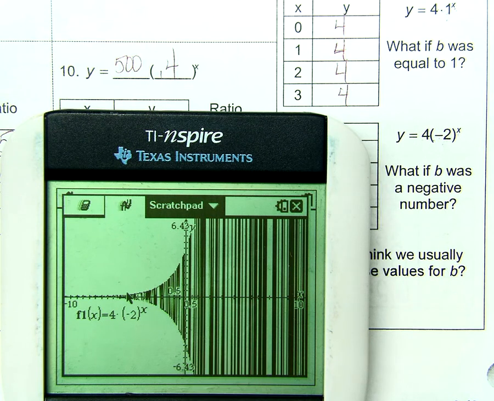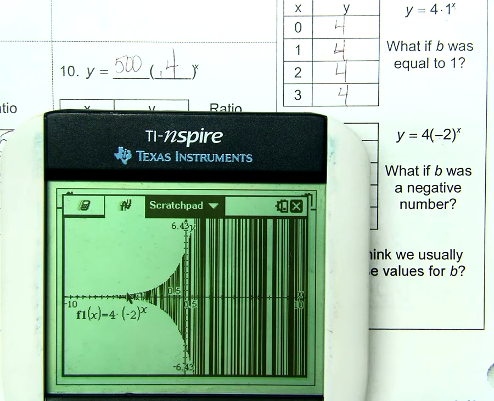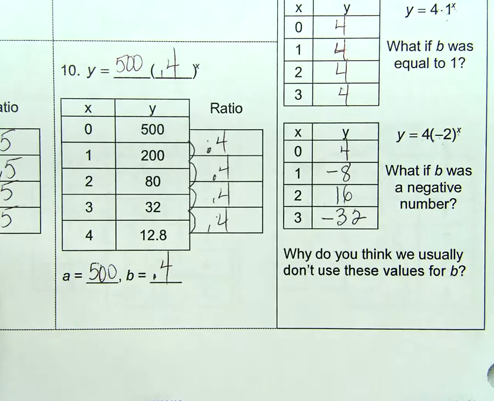Nope. The calculator is panicking a little bit. The calculator wants to connect the pixels that it's supposed to connect, but sometimes it connects pixels even when it's not supposed to, when there's not enough pixels to do what it wants to do. And that's what's happening right here. So do you see why we don't usually use a negative number as our base?